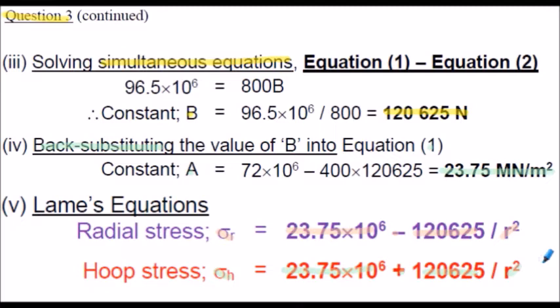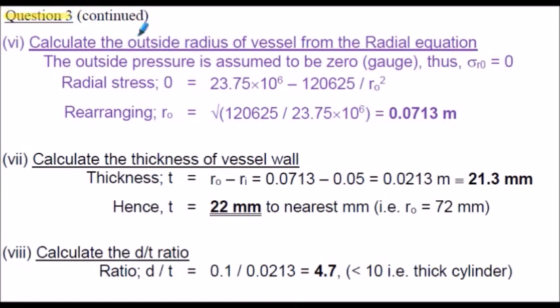Now what we're going to do is find the vessel wall thickness using the radial stress condition at the outside surface. Question 3, solution continued. So let's calculate the outside radius of the vessel from the radial stress equation. At the outside surface, we're going to assume that the gauge pressure is 0 because nothing's stated in the question for external pressure. So that means the radial stress at the outside surface is 0. So from the radial stress equation, 0 is equal to A minus B divided by the outside radius squared. All we're going to do now is rearrange the equation for the outside radius.